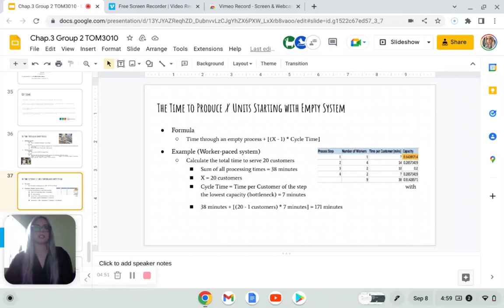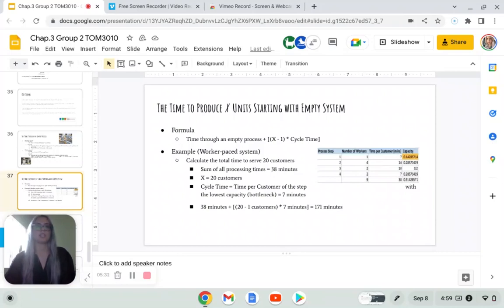So in this scenario, we have a business and it needs to serve 20 customers, starting with an empty system. We can see that by looking at the chart of the various stages and their cycle times and capacities, but there's only a few pieces of information that we need. So the first is going to be the time through the empty system, which is simply all the processing times summed together. So as we stated before, that would be 7 plus 10 plus 10, 7 plus 14 plus 10 plus 7, totaling 38 minutes.